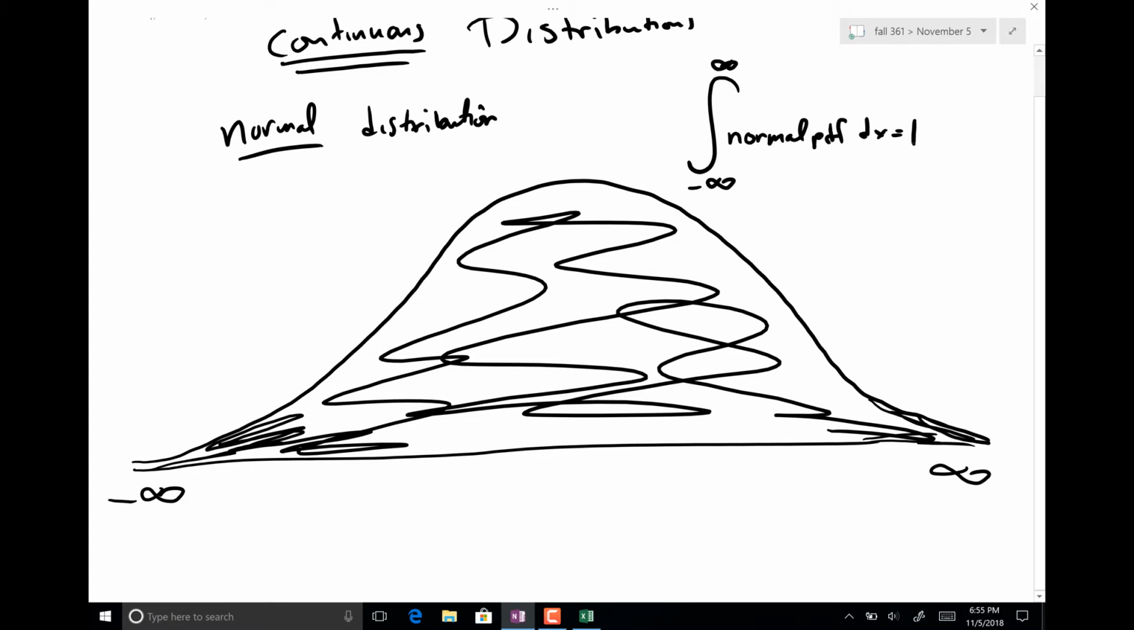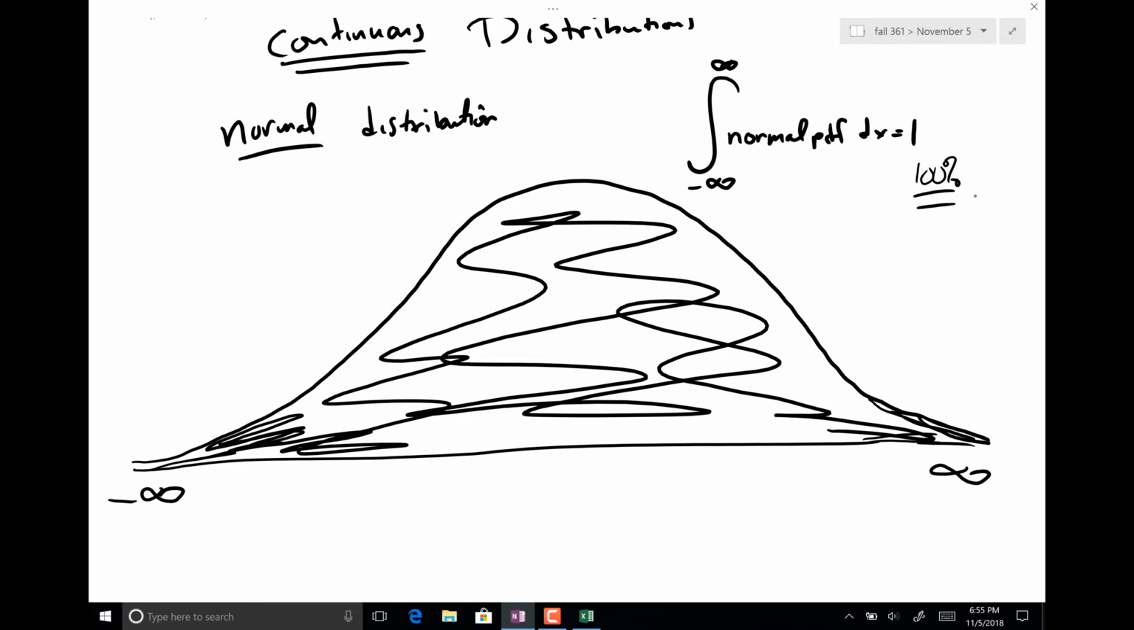In fact, that'll be true for any continuous distribution. The only difference would be if it's not normal, it'd be some other kind of function. But you would integrate it from negative infinity to positive infinity, and the answer would be 1. Or in other words, 100%. That's every possible thing that can be in there.